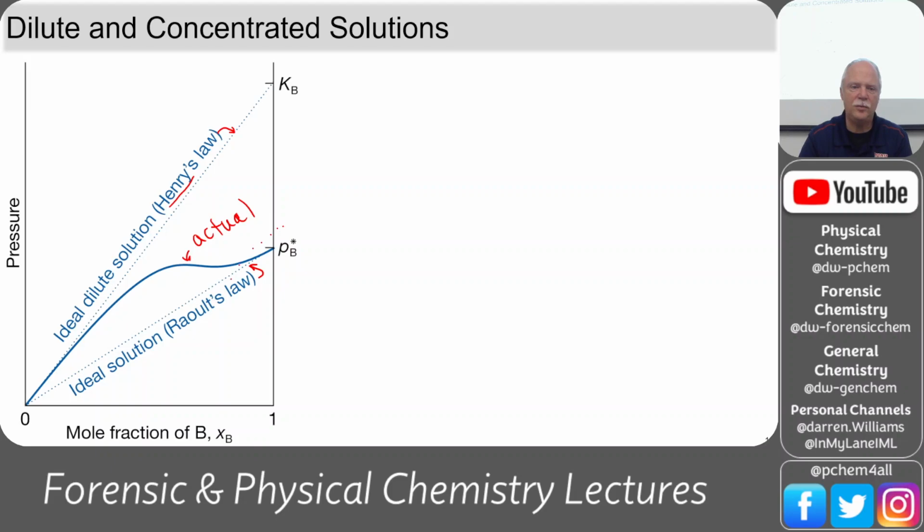So Raoult's law was super easy. The pressure of A is equal to XA times PA star. Henry's law, notice it's not going all the way across to P star, it's going to some other place on that axis. And so we're going to call that Henry's law constant, KB. So this is saying that P of A is equal to XA times KB.